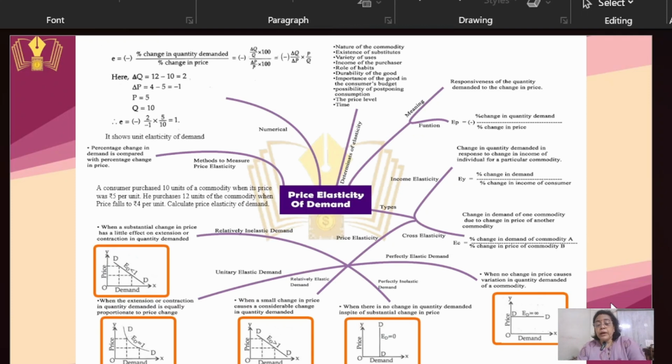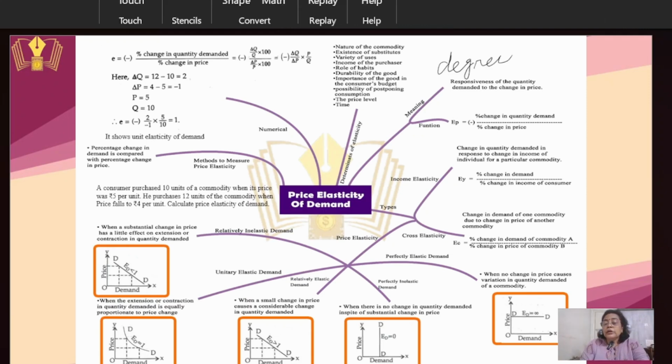Price elasticity of demand. What do you mean by price elasticity of demand? Basically, it is the degree of responsiveness of the quantity demanded to the change in price. It can be expressed as EP equals minus percentage change in quantity demanded by percentage change in price.